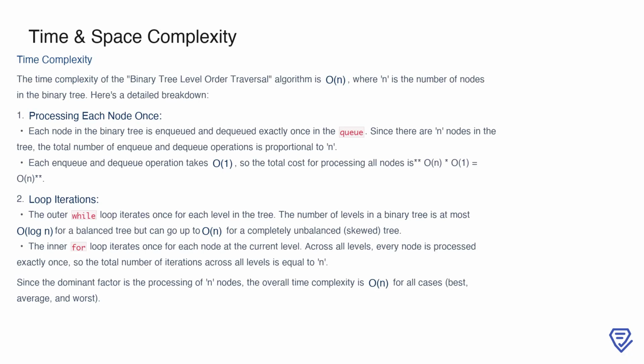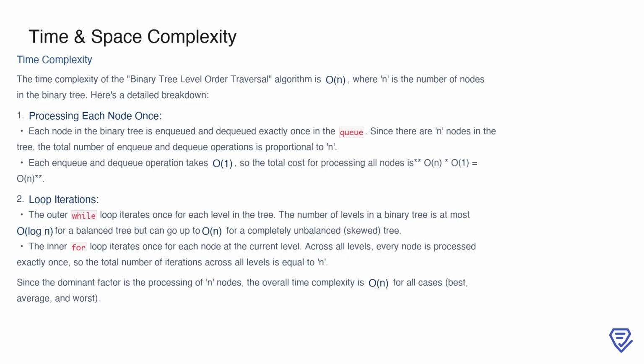The time complexity of the binary tree level order traversal algorithm is O(n), where n represents the total number of nodes in the binary tree. This is because every node in the tree is processed exactly once. Specifically, each node is enqueued into the queue and dequeued from the queue once, resulting in a total of n enqueue and dequeue operations.